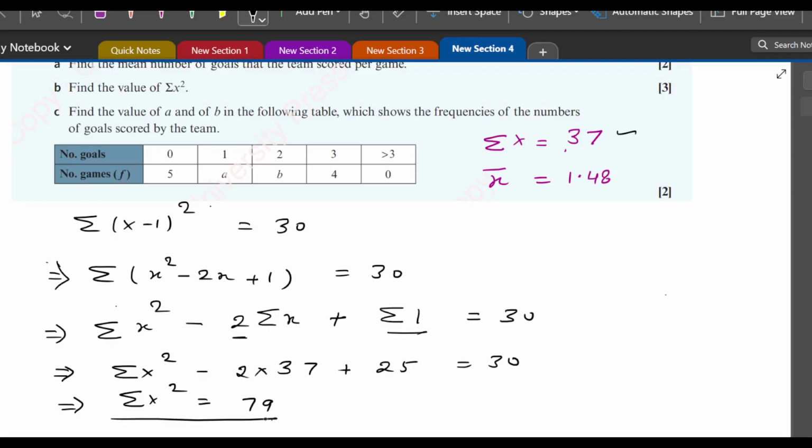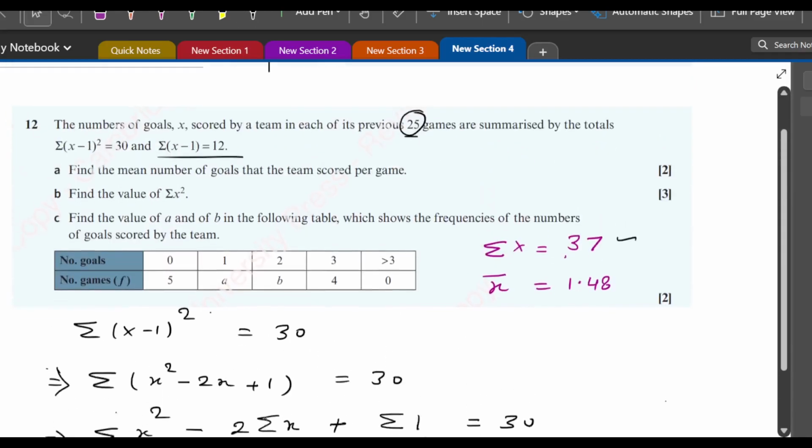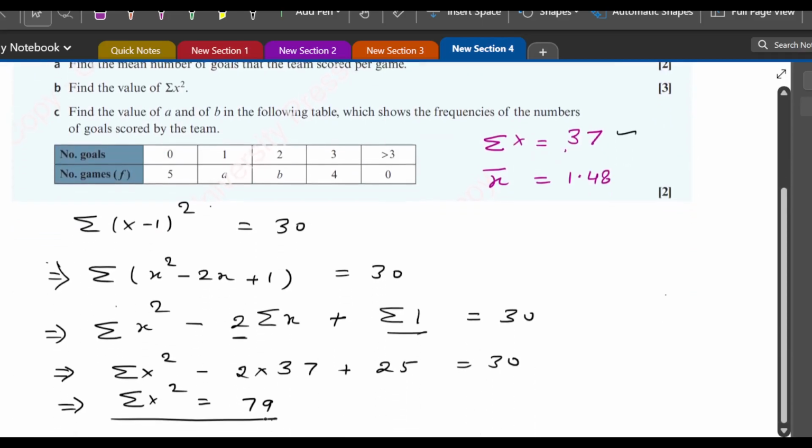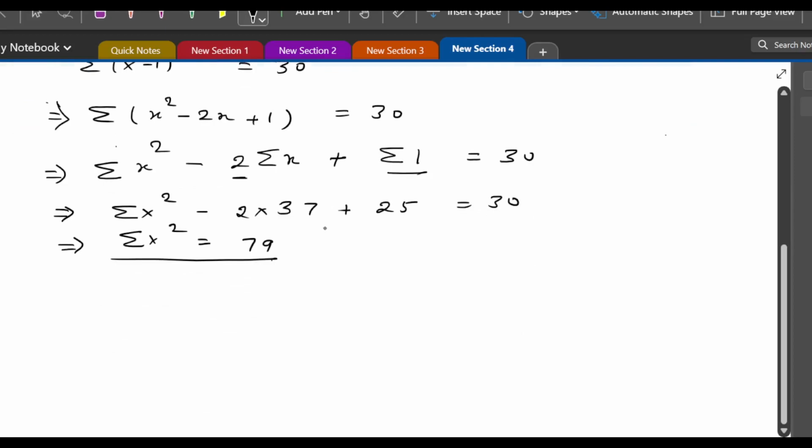So summation of x square is what? Summation of x square is 79. Now, suppose they ask me to find out what is variance. Even though it is not a part of this problem, let us discuss what is variance.